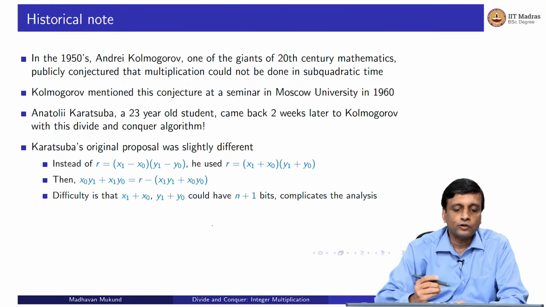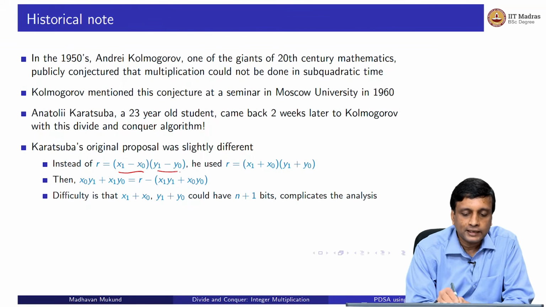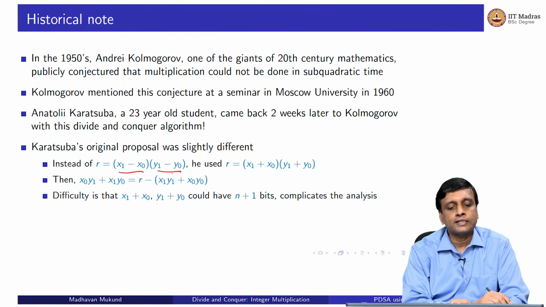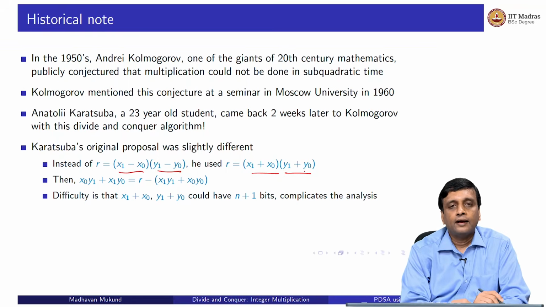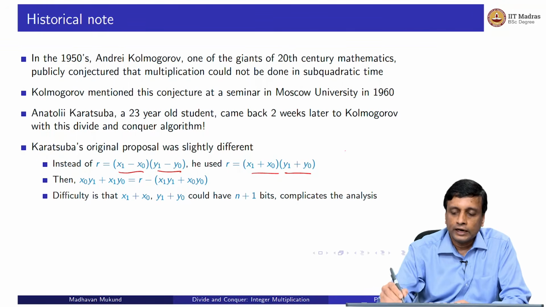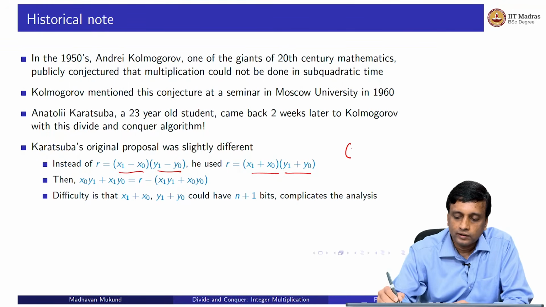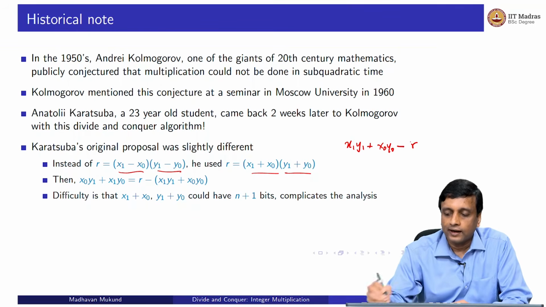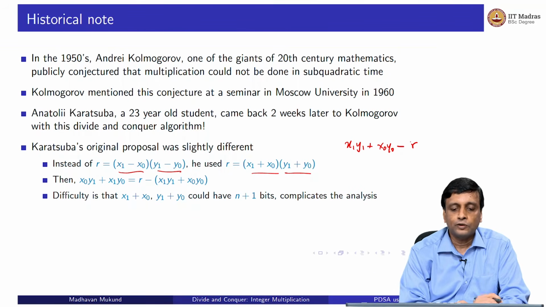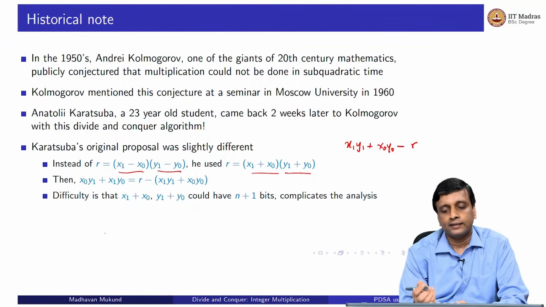So a small aside on this is that Karatsuba actually used a slightly different formulation from what we use. So instead of our formulation of this subtraction, so remember we used x1 minus x0 and y1 minus y0, he used x1 plus x0 and y1 plus y0, right? And this just changes the thing. So in our case, what we did was we took the two terms x1 y1 plus x0 y0 and we subtracted that r, right, so that we got the right thing. Now instead you take r and subtract that and the same thing happens.